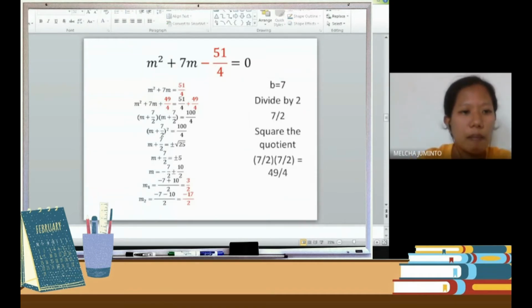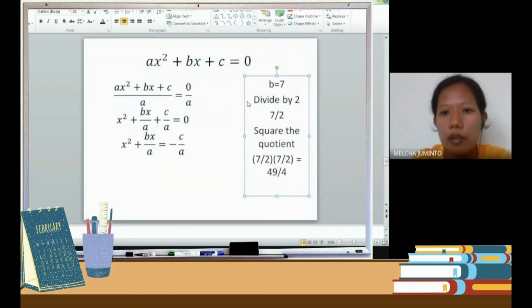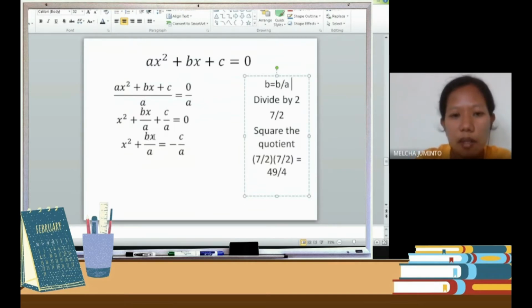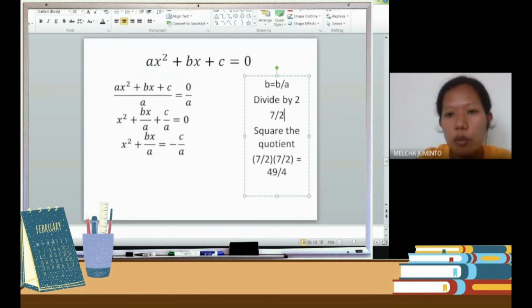Okay, I will just copy this. We need to identify what is the value of b. B here is b over a. The value of b is the number together with x. The number together with x is b over a. Take note that b and a are numbers. Okay, b over a. Divide b over a by 2.